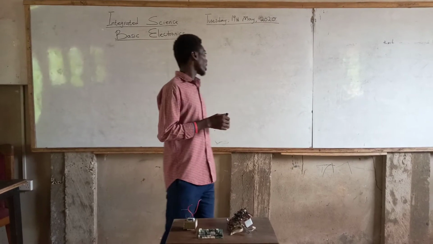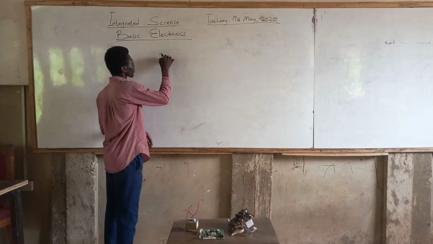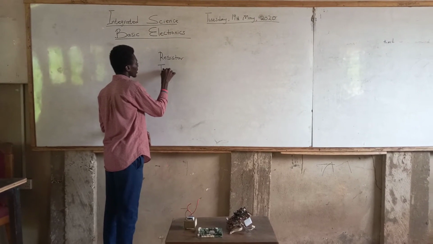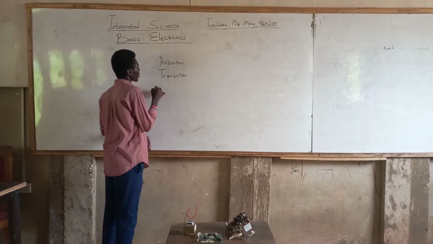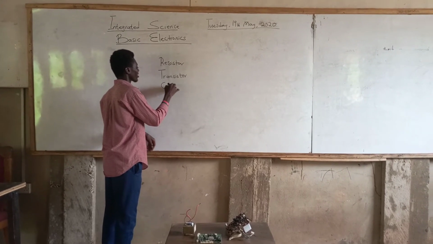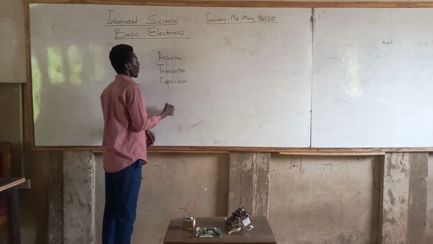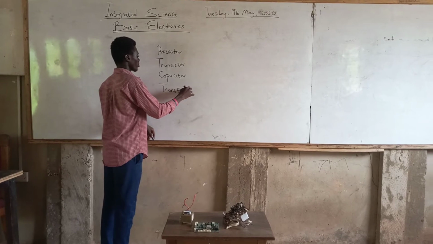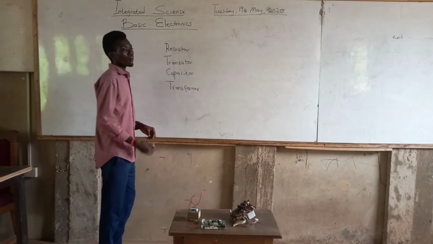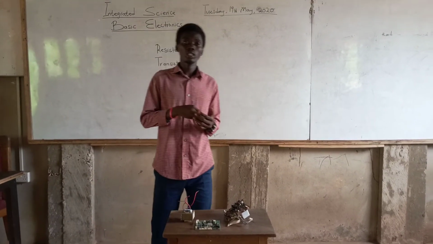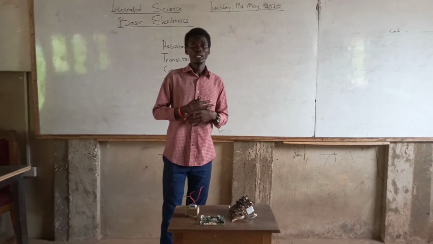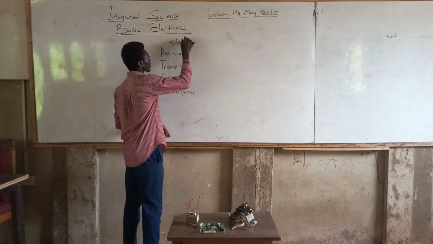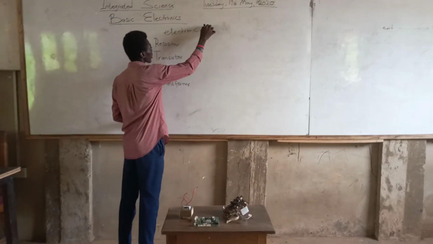So today we're focusing on these components. We will look at the resistor, the transistor, the capacitor, and maybe we also talk about the transformer and the rest. We have a lot of these components in the gadgets we mentioned: the television, the radio, the rice cooker, the blender and the rest. We have these items inside, called electronic components.